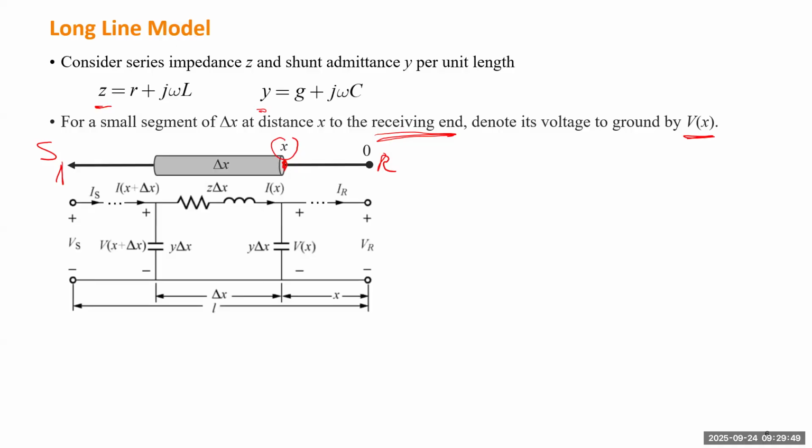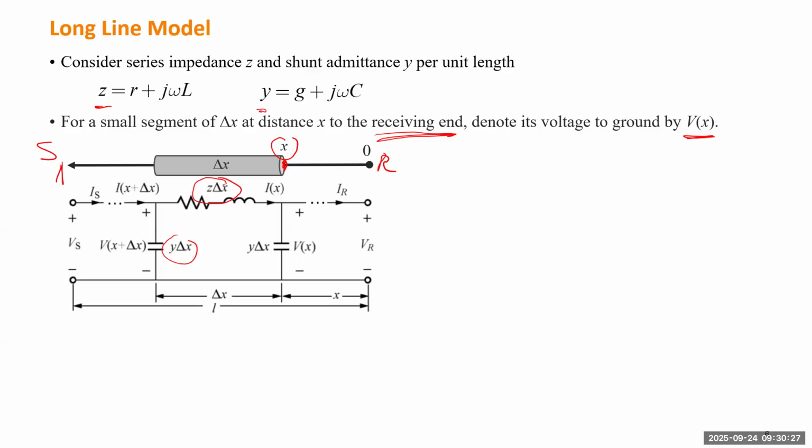All right, because this segment is very small, we can use the pi model, right? It will be fine even if the total line is 250 kilometers, because this segment can be just 1 kilometer. So it will be okay to use the pi model. The pi model can be applied to both short lines and medium lines, as long as the line is not too long. So for this segment, the total impedance will be z multiplied by delta x, and the admittance on each side will be y multiplied by delta x.